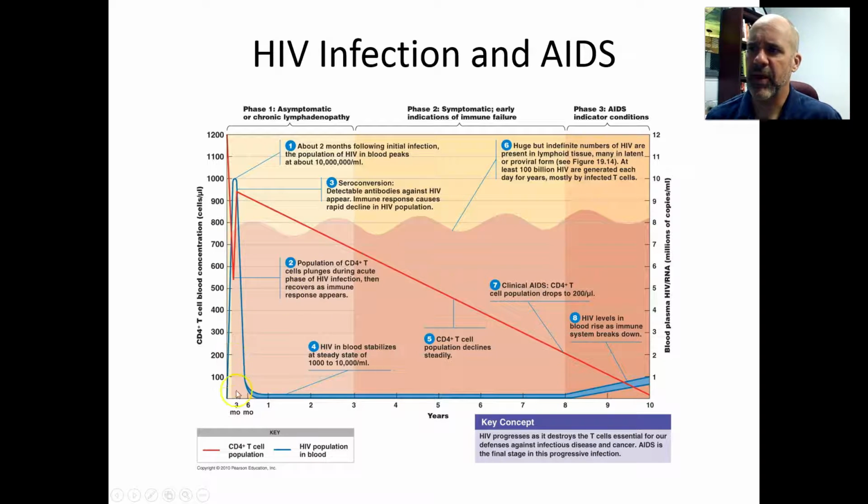Alright, so here's where you get infected, down here. And notice what happens with your CD4 positive T cell population. Right after you get infected, it drops, gets cut in half, maybe a little bit more in half, pretty quickly. So you get infected with HIV, HIV goes in those helper T cells, multiplies and spreads to other helper T cells, and your helper T cell population drops off.